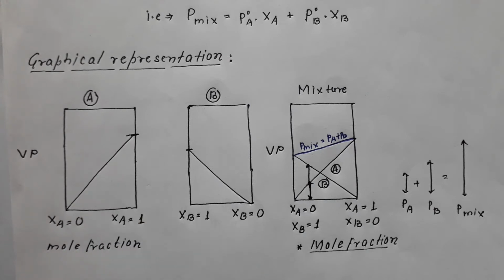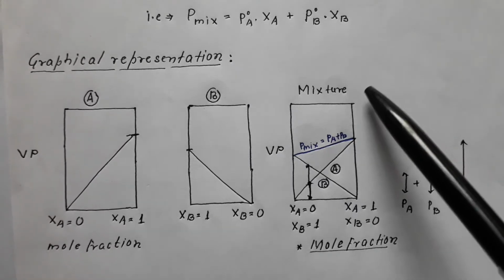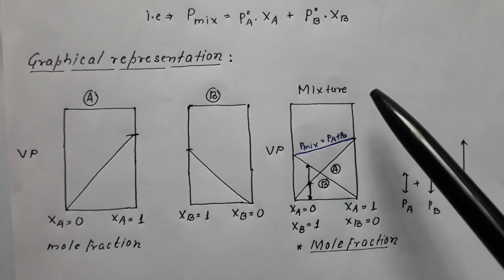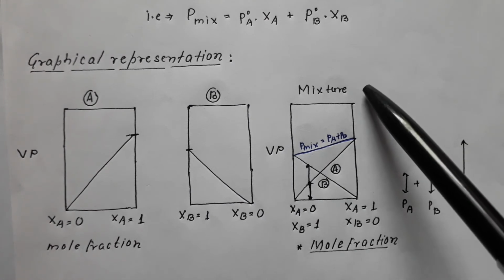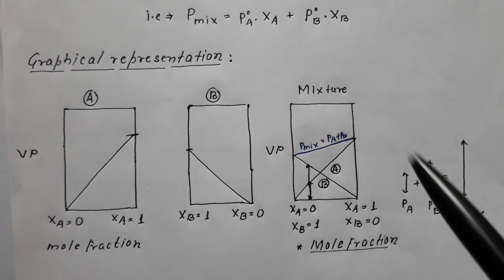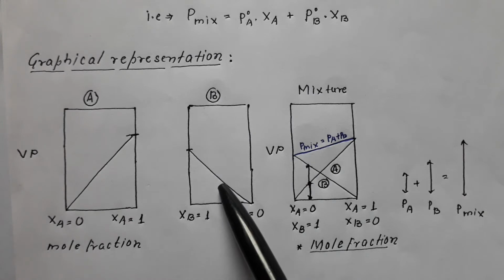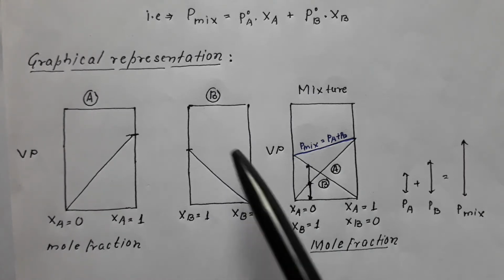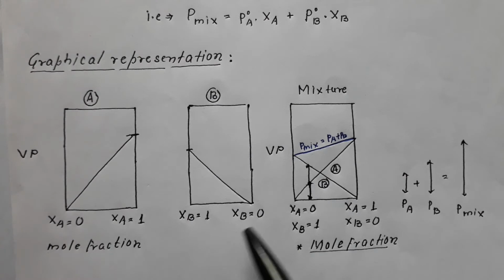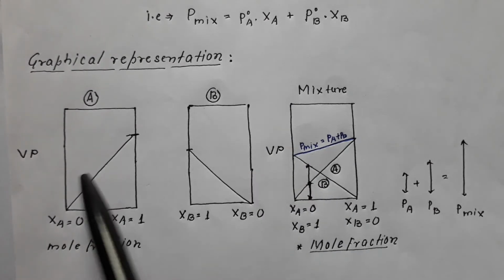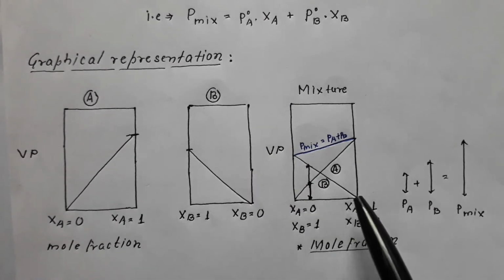Now if these two components A and B are mixed together, it will result in the formation of a mixture. How would the vapor pressure graph of the mixture look? What would be the graphical representation in terms of the mixture? This is the vapor pressure graph for A, and this is for B. Now suppose I superimpose graph B on A, then it will look something like this.